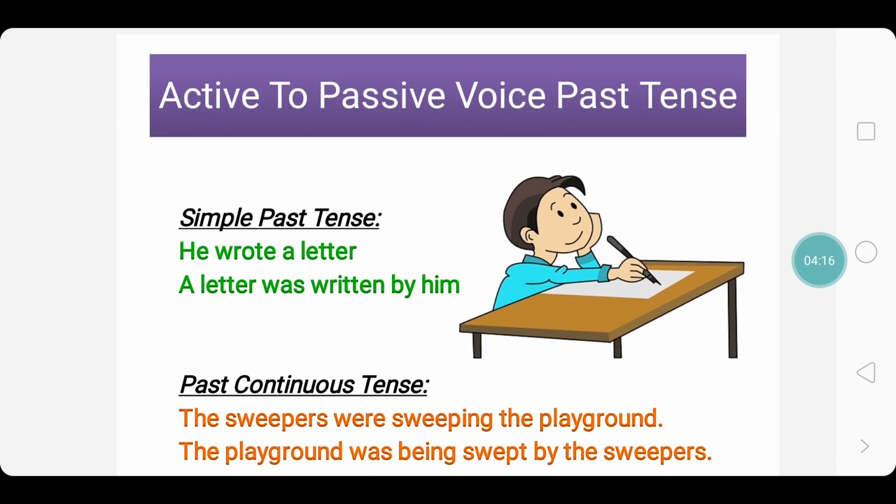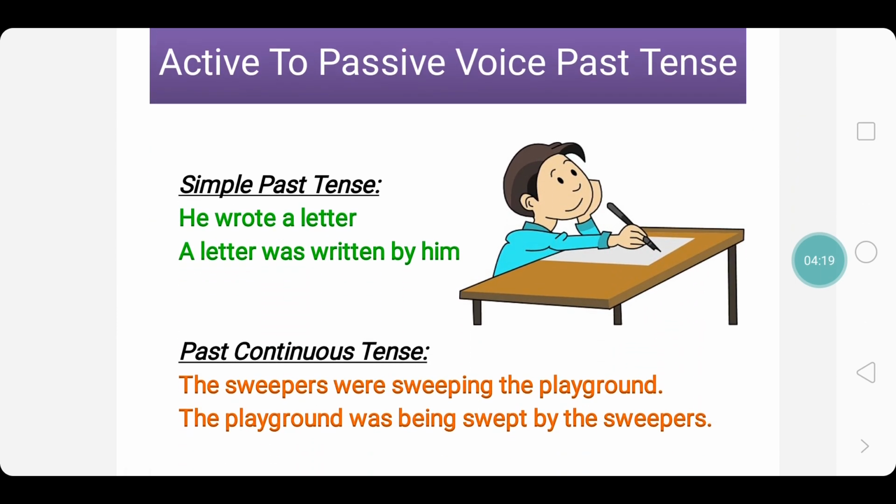On to the past tense now. In the simple past tense, he wrote a letter. This sentence gets converted as a letter was written by him. On to the past continuous tense. The sweepers were sweeping the playground. Gets converted as the playground was being swept by the sweepers. Now look children, the being form shows continuation. And look at these two sentences. In the active voice we used were. And in the passive voice it's was.